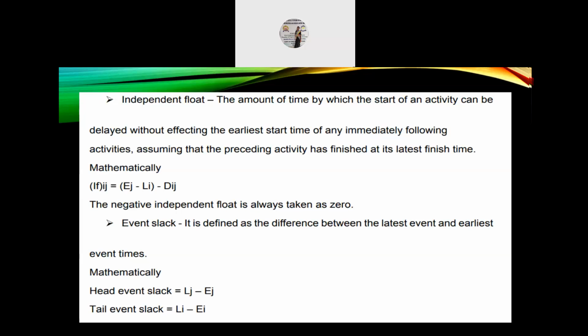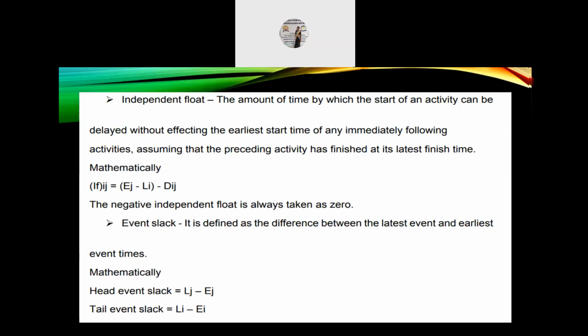Next, independent float: the amount of time by which the start of an activity can be delayed without affecting the earliest start time of the immediately following activities, assuming that the preceding activity has finished at its latest finish time. Mathematically, independent float IF is equal to Ej minus Li minus Dij. The negative independent float is always taken as 0.